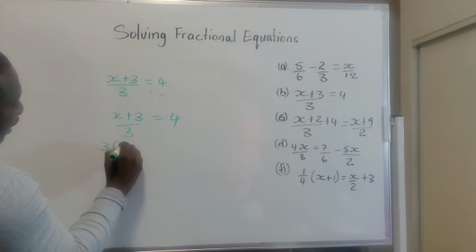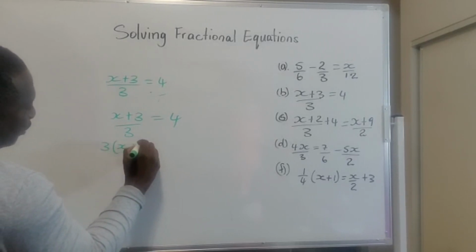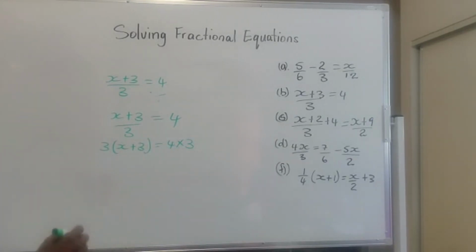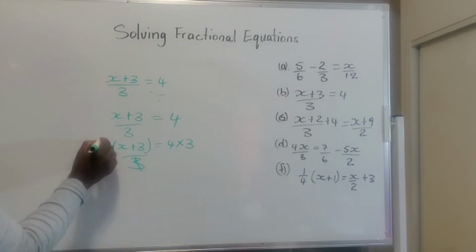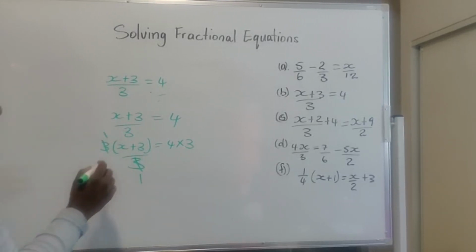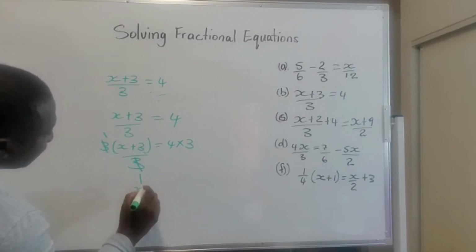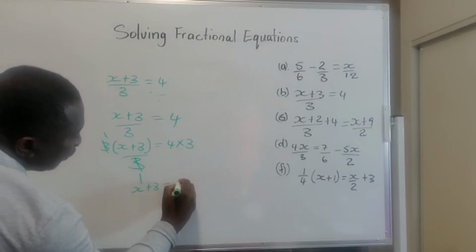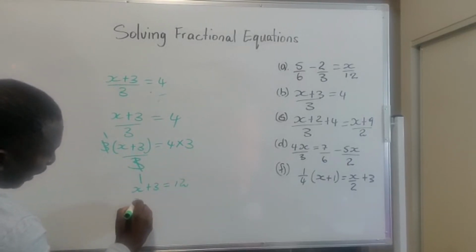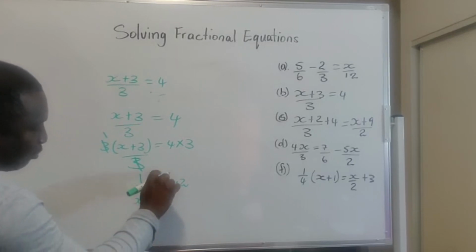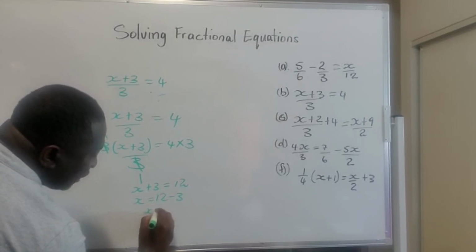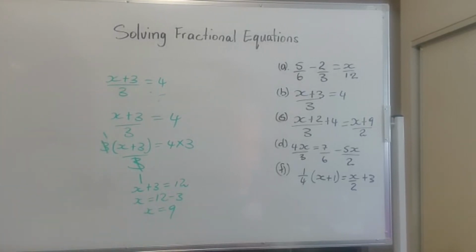3 times x plus 3 is equal to 4 times 3. This is all upon 3, guys. Here we can cancel here. Leave us with 1. Hence, x plus 3 is equal to 4 times 3 will give us 12. X is equal to 12, and we're going to bring over our 3, making it a negative 3. X is equal to positive 9.